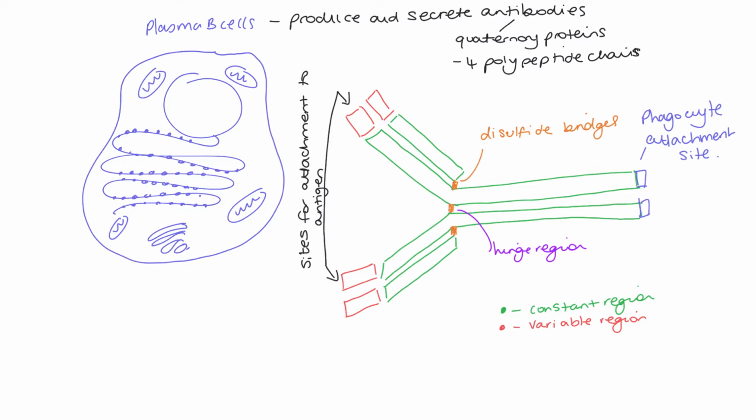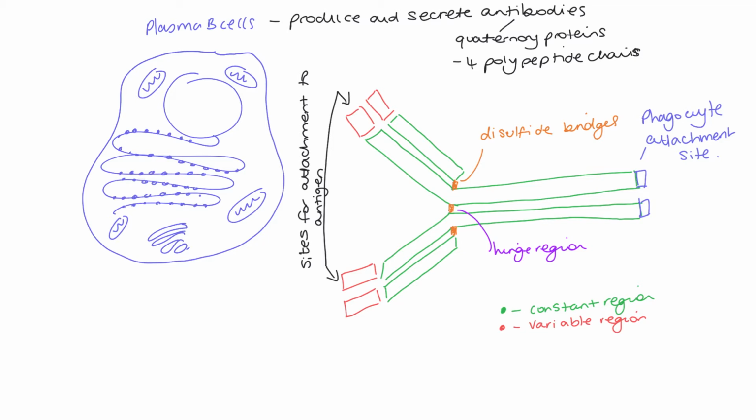Can you also see that you've got a hinge region? This means that these arms can be closer together or they can be further apart, because each of these arms will bind onto 2 separate antigens, and maybe those antigens are close together on the surface of a pathogen, maybe they are far apart on the surface of a pathogen, or maybe they are on 2 separate pathogens. So these arms can move, they can be closer together or further apart, so they can bind onto different antigens in different places on the surface of different pathogens. So this hinge region is also important.